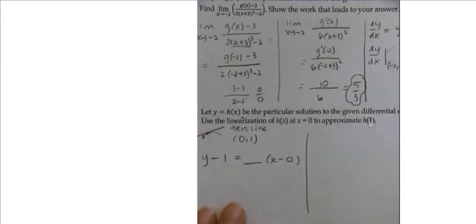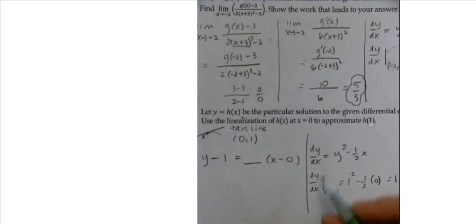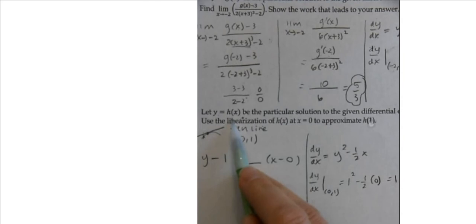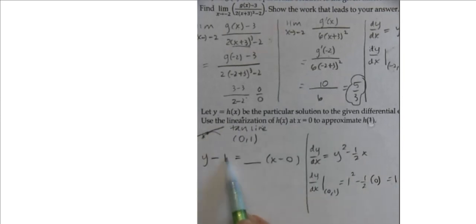So dy dx, remember, they gave it to us in the beginning, is y squared minus 1/2 x. We want dy dx at 0, 1. So we have 1 squared minus 1/2 times 0, which is 1. There's our derivative. So this is the derivative of y, but because y is h, it's also the derivative of h at 0, 1. Here's 0, 1. Here comes a 1. There's our tangent line.